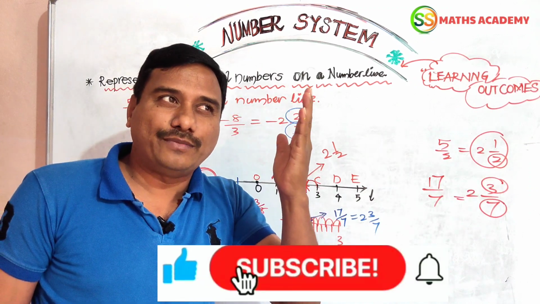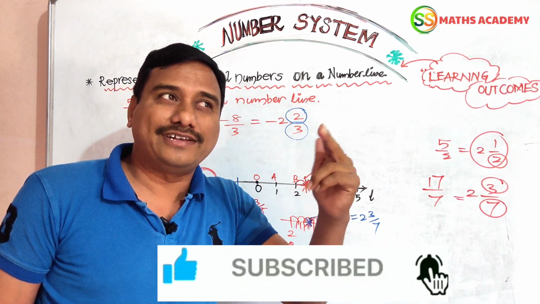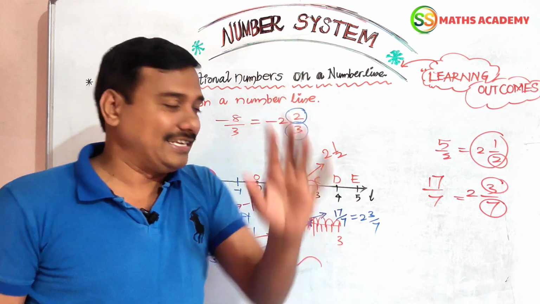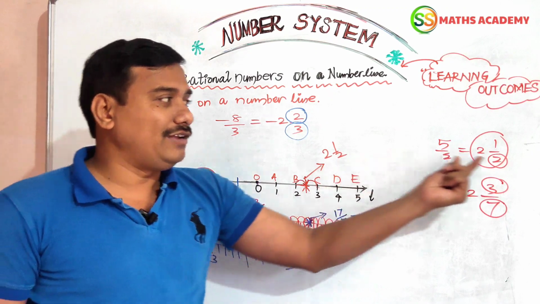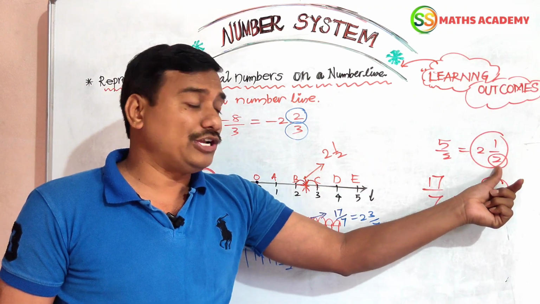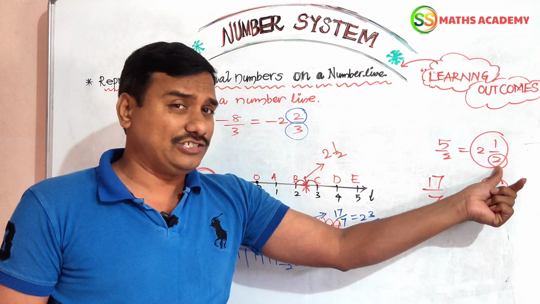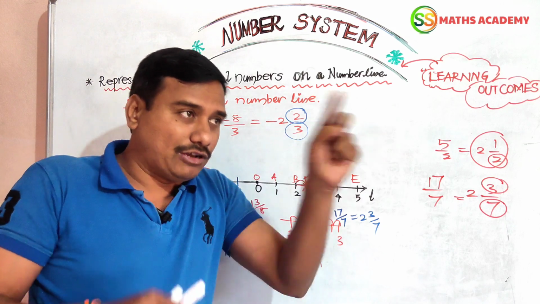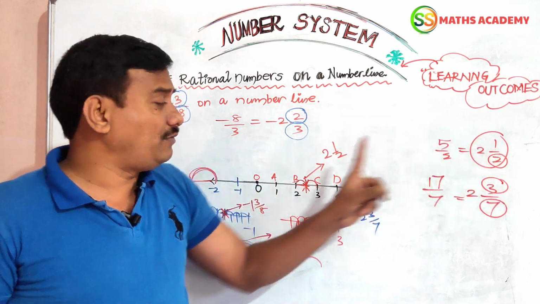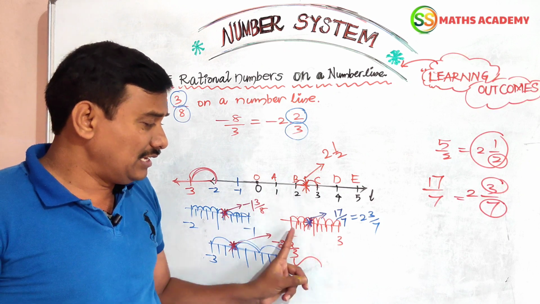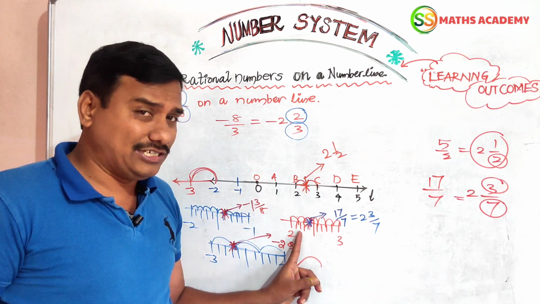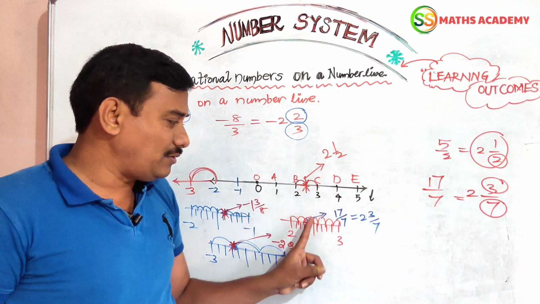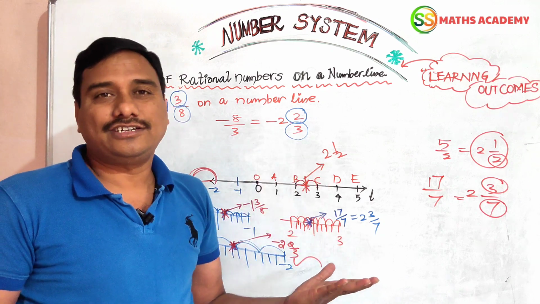2 of 1 by 2 means the number will be represented on the right side of 0, between 2 and 3. Between 2 and 3, this number will be represented. But what is the 1 by 2? Means the denominator, what value does the denominator have? 2. This total value will be divided into 2 equal parts. Then according to the numerator value, we should represent it. 2 to 3, how many lines will be there? 10 lines. We can divide these 10 lines into 2 equal parts. In the first part we can put a star point. That is our answer, 2 of 1 by 2.